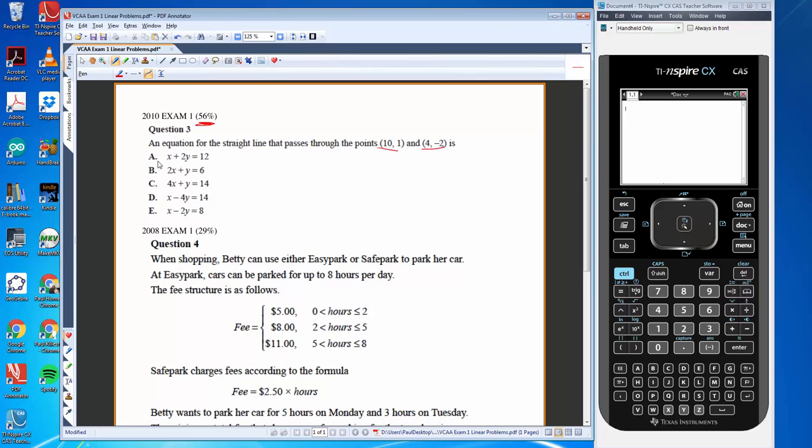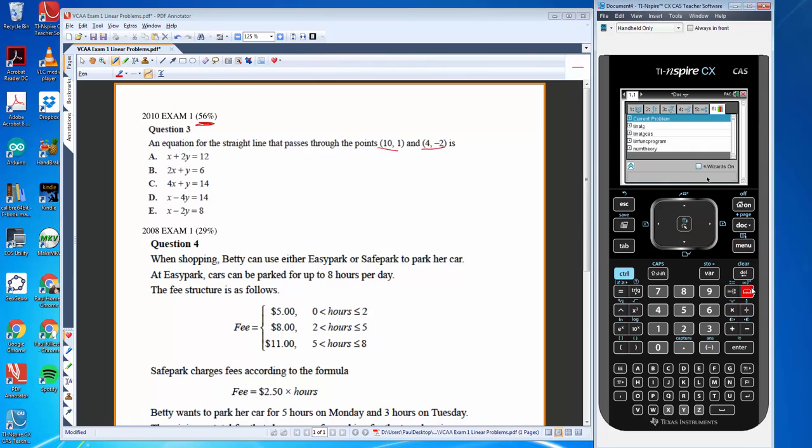Well, I think it has something to do with the fact that the answers are all written in intercept form, and we're well used to getting functions in y equals mx plus c form. So let's get the function in y equals mx plus c form and see what we can do from there. We're going to use the linfunc program to grab it, and feed it the 2 points, (10, 1) and (4, -2).